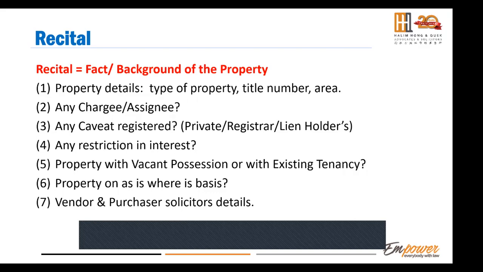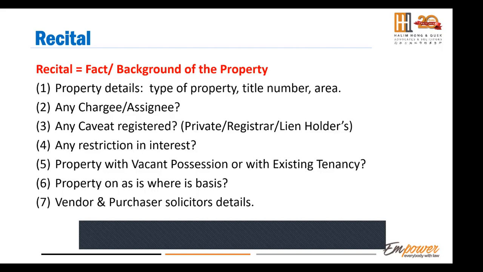in the title. So if yes, please indicate it in the recital of the sale and purchase agreement, so everybody will know. When we prepare the documents like the MOT or the signing documents, you will put in the relevant details in the MOT or other documents that you need to prepare based on the recital or the title of the property. This is very important, to make sure the title can be registered at the end of the day.